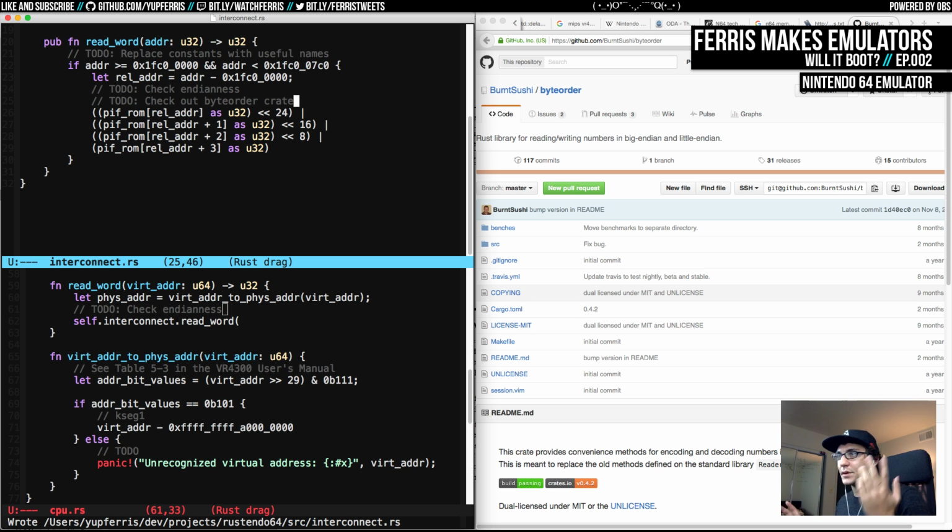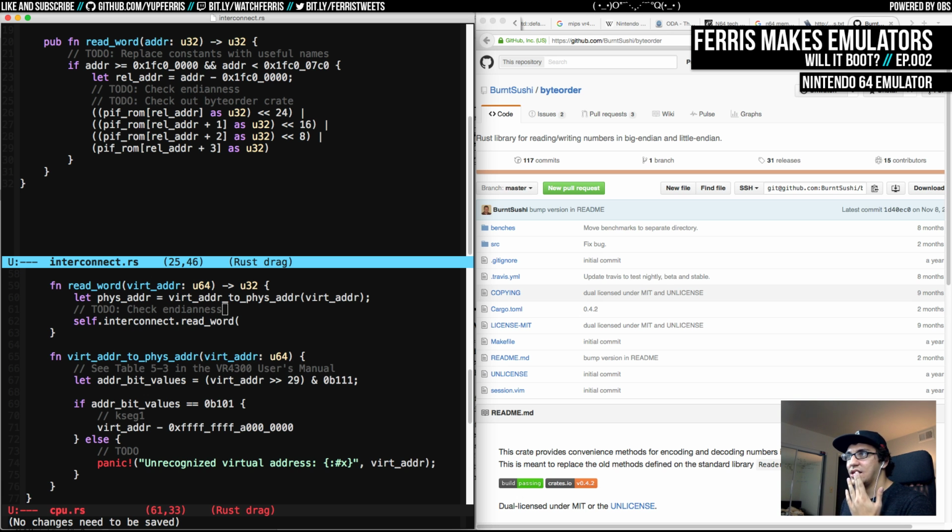The byte order crate seems a better way to do that. So we'll just do that as a big endian read from here, and we'll worry about the technical details of where that big endian read would have happened. Because I'm guessing the hardware would have had to do this as like 4 consecutive. Well, I don't know how big the data bus is. If the data bus is 32 bits, then this would have done this all at once.